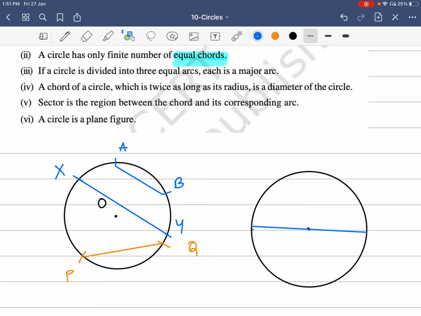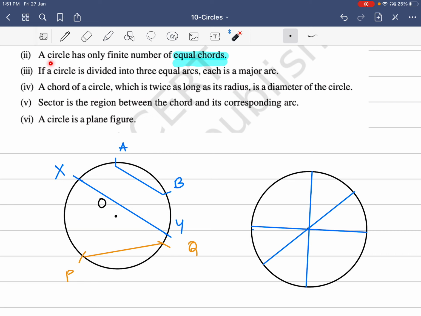Okay, now consider another chord which also passes through the center of the circle, and consider this another chord which also passes through the center of the circle. Can we say all these three chords are equal in length? Are they equal chords? Yes. Why? Because they are all diameters, and the diameter of a circle has a constant length.